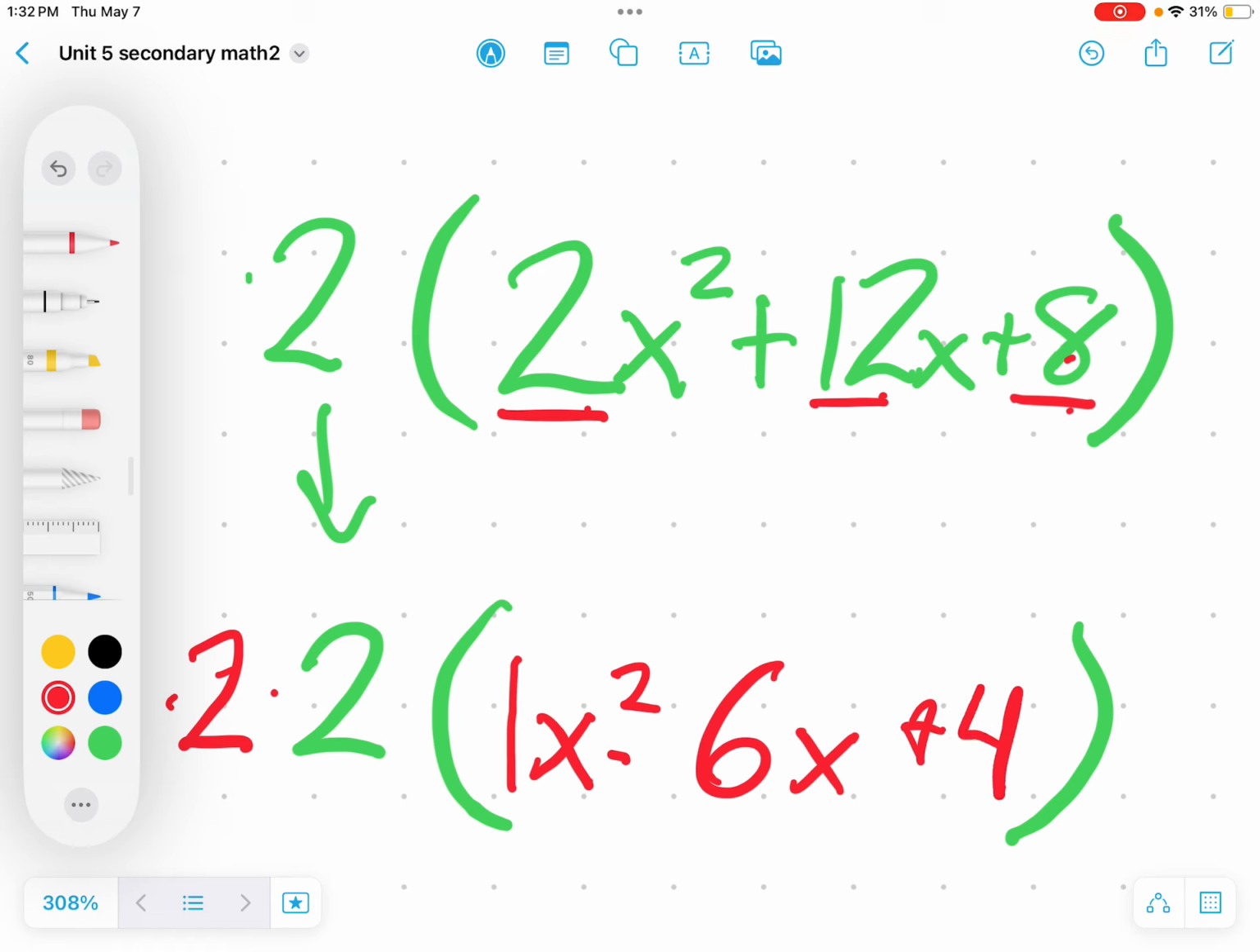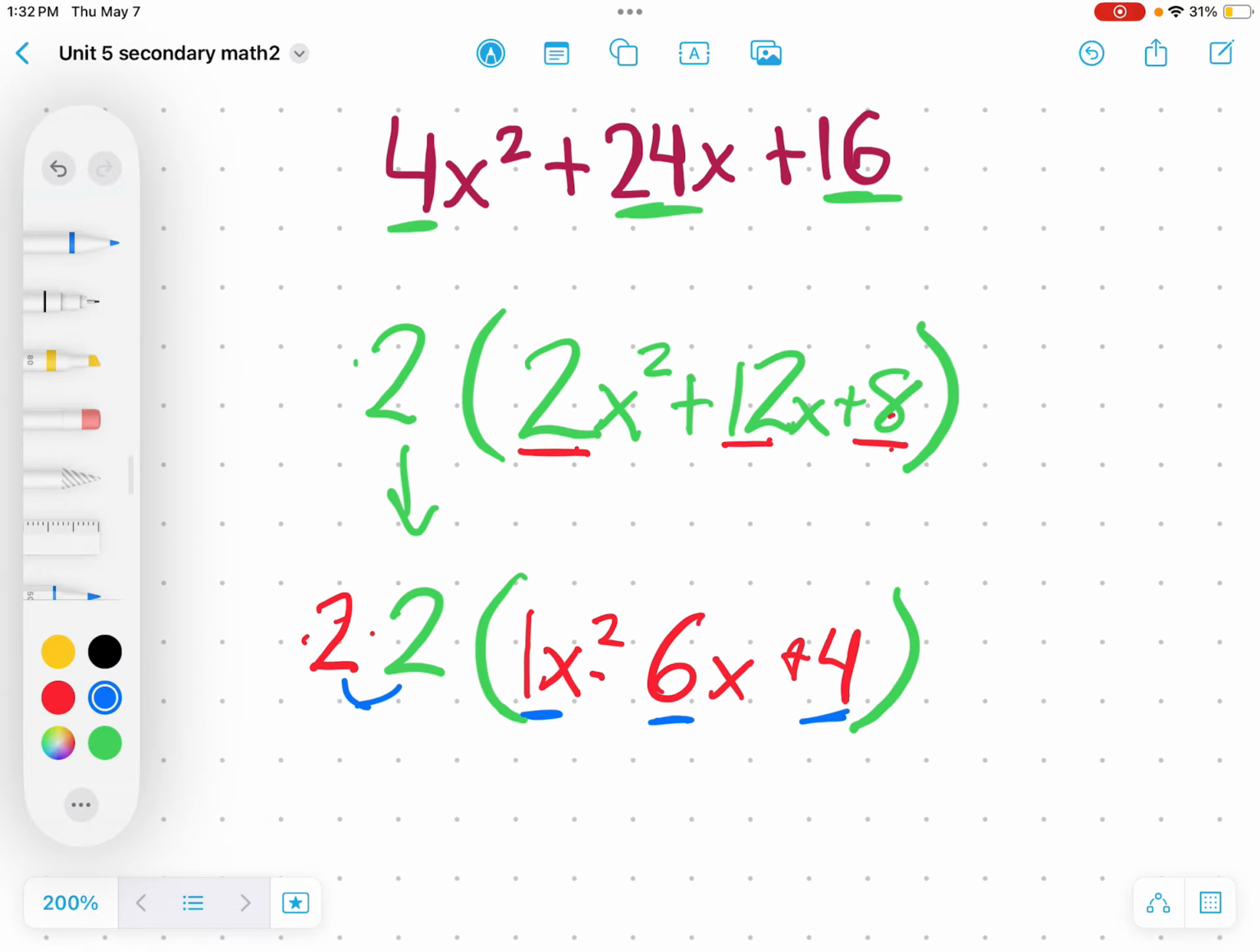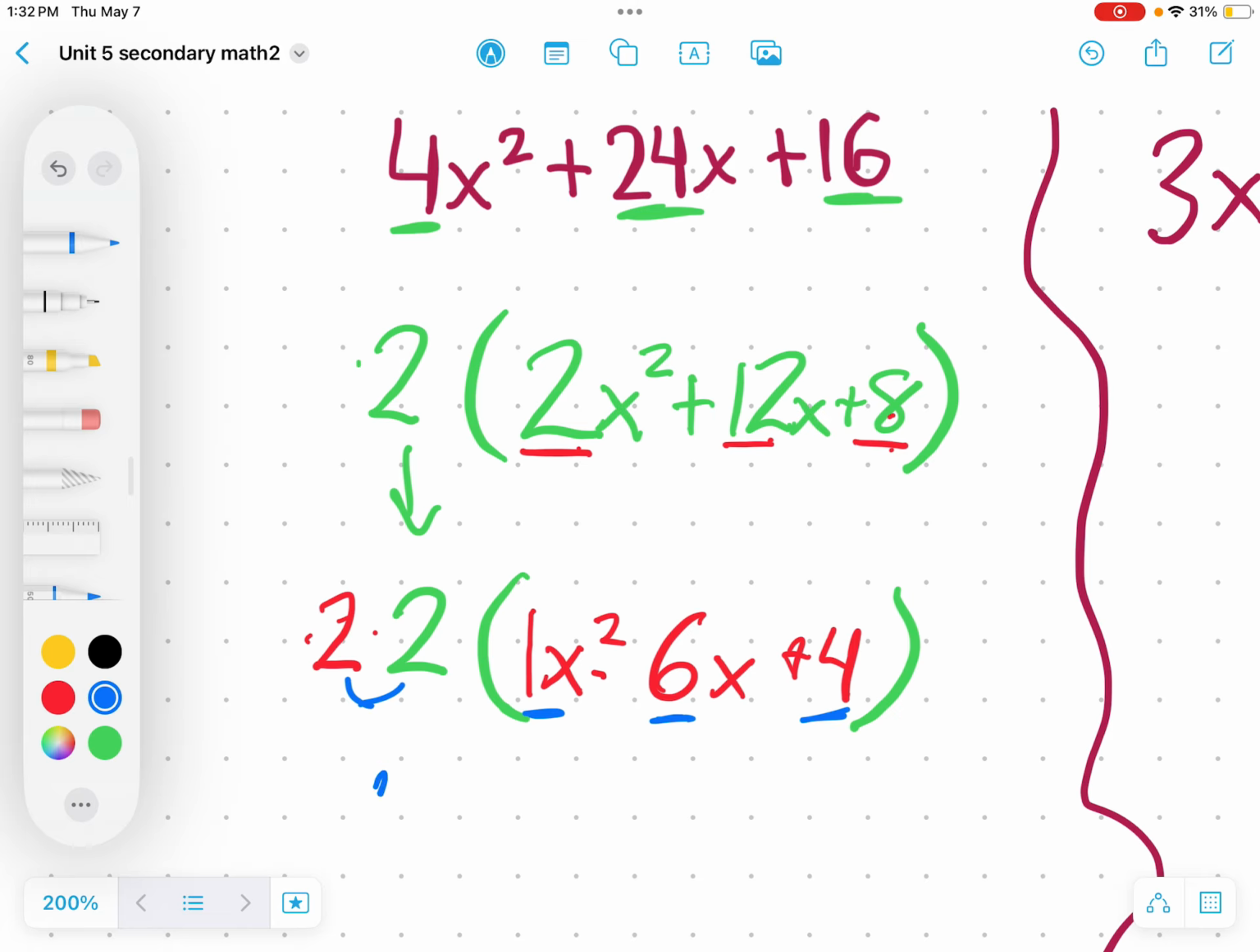Can we simplify this even more? Is there a number that goes into 1, 6, and 4? No. So this is your final answer right here, and then you just multiply these together. Remember at the beginning how you said your greatest common factor was 4? What's 2 times 2? Here's your 4.